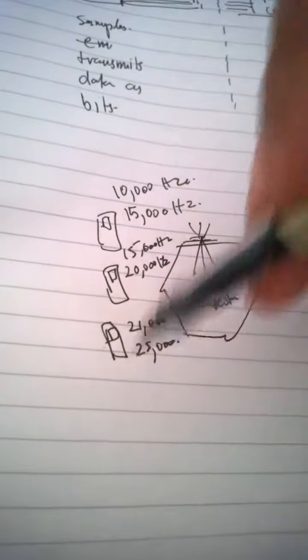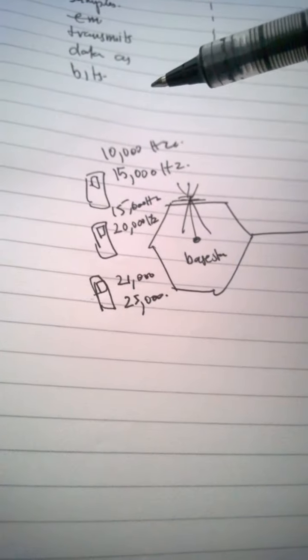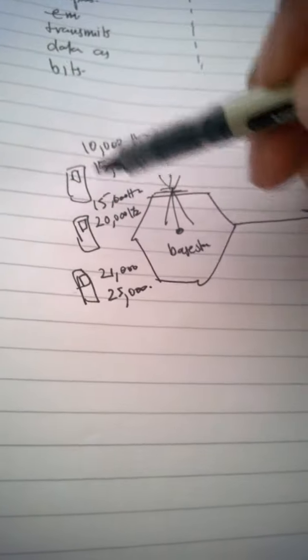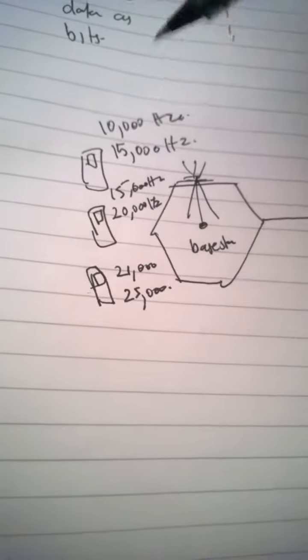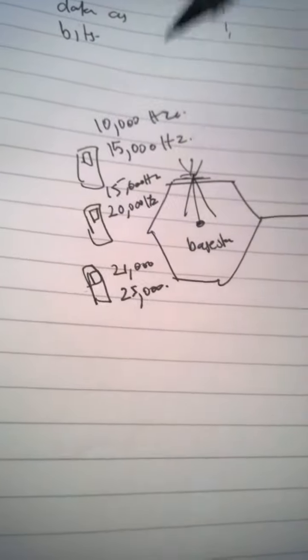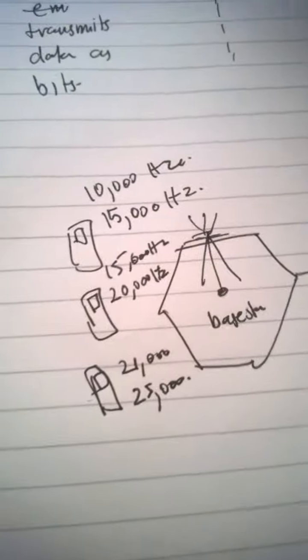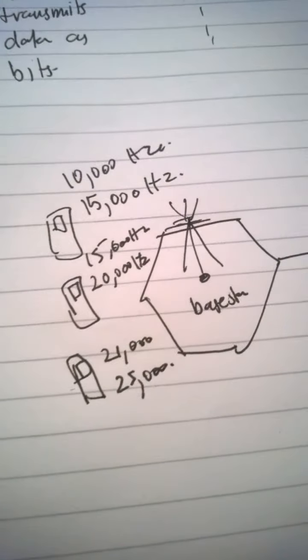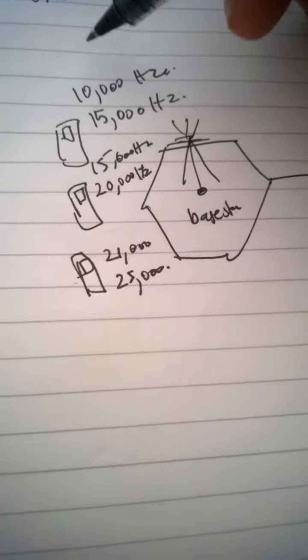So each phone is allocated. We need to assume that all 3 of these cell phones are in the base station. So 3 different bandwidths are allocated to 3 different cell phones. In a cell phone, we have a tuning circuit. What it does is that it tunes the signal so that it only picks up the frequency that it's allowed by the PC to pick up.